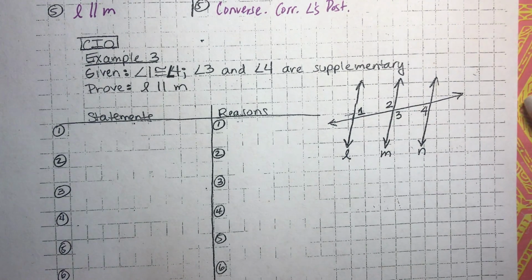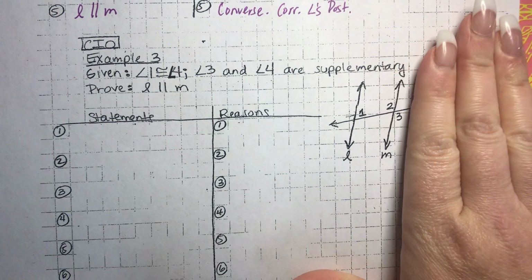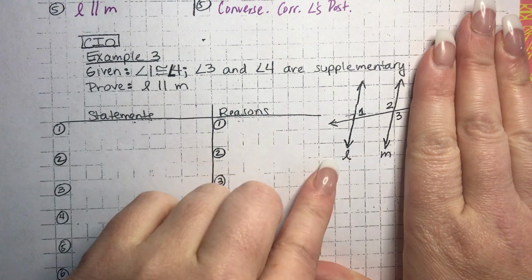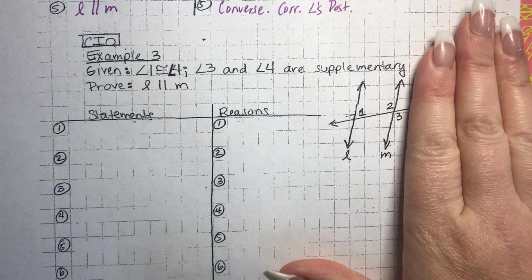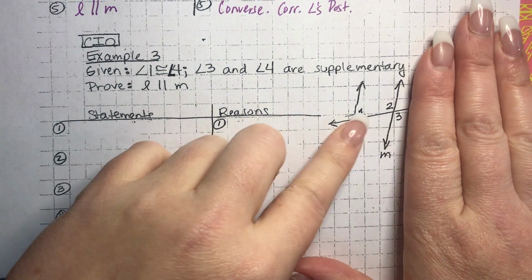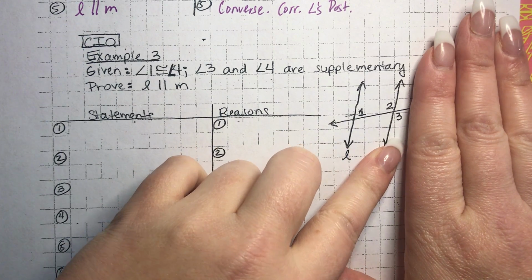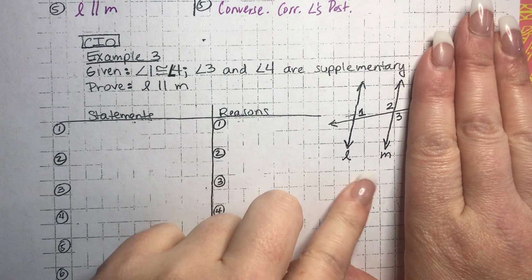Okay, so what I want to do first is I'm just going to take this away and look at L and M. To prove that these are parallel, I'm either going to have to use the converse of the corresponding angles postulate, the converse of the alternate interior angles theorem, the converse of the alternate exterior angles theorem, or the converse of the same side interior angles theorem. So I'm going to look at just the angles that I have, and I want to see what do you think I'm going to be using to prove that L and M are parallel.